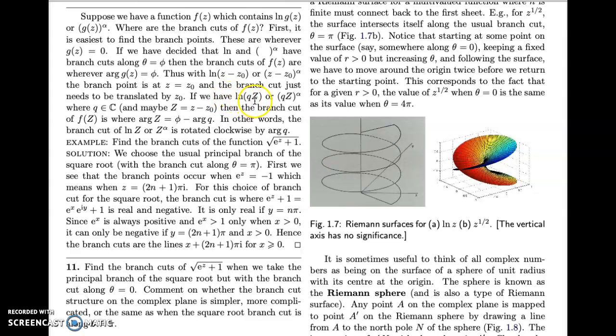If you have log of q times z, and q is a complex number, then the branch cut will be whenever arg z is equal to phi minus arg q. This is maybe a bit more complicated example, but that's fairly straightforward to see.